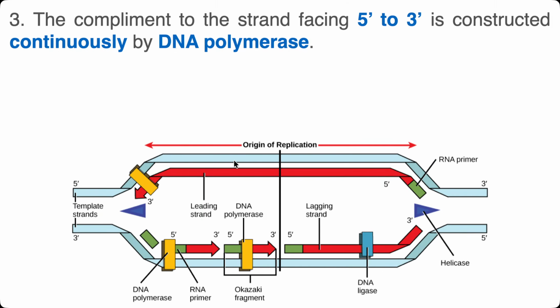And so this is what you're seeing at the top of this diagram here, right? So we have our helicase again, we have our little RNA primer, and then this yellowy orange looking thing, that is our DNA polymerase, and it is able to constantly, and so you see this red streak here, this is our complement, it is able to just constantly make a new strand like this.